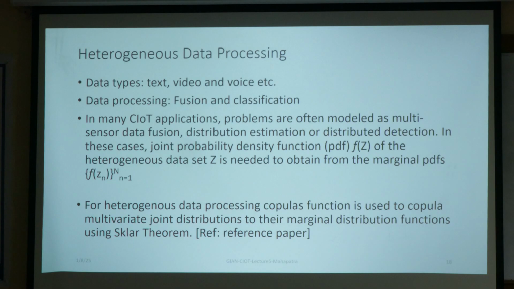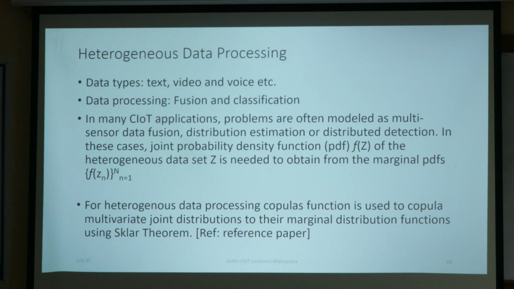The first type is heterogeneous data processing. Data types could be text, video, and voice, which we sometimes call multimodal data. Multimodal is a separate topic that we will probably take up in the next lecture. When data types are like this, data processing can be changed accordingly. Sometimes you get data that has to be put together, which we call data fusion. So data processing happens by doing data fusion, or sometimes you can classify the data and deal with it separately.